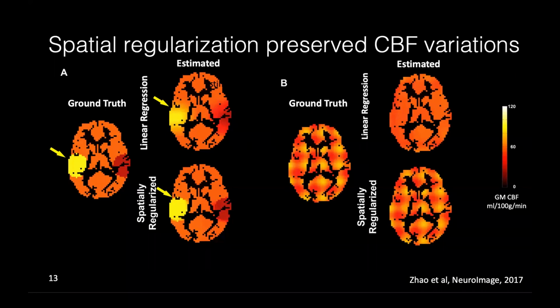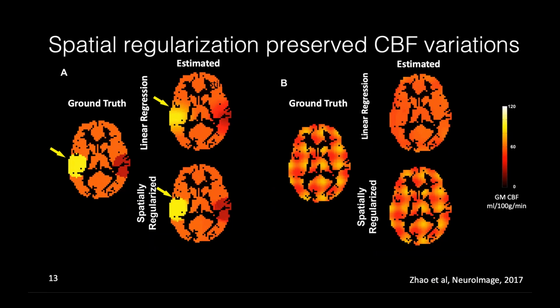Additionally, in figure B, we created more subtle perfusion variations to simulate the perfusion variations of some diseases, for example, the early symptoms of dementia. Now, in this case, the linear regression technique nearly lost all the spatial features in the ground truth, while the spatially regularized method managed to preserve this subtle spatial variation in the simulation.